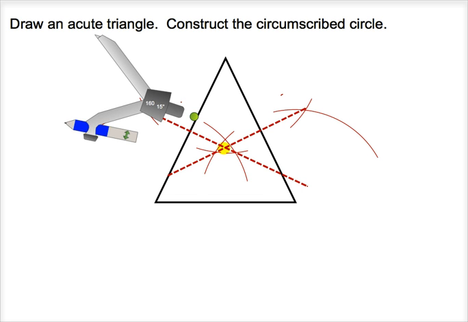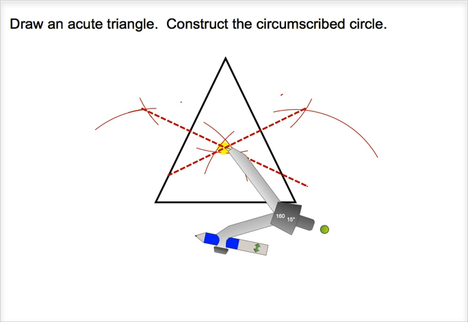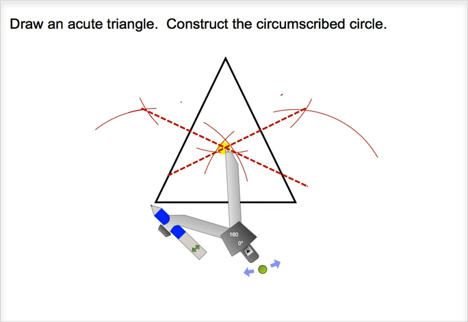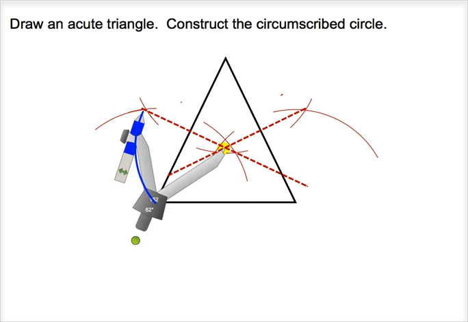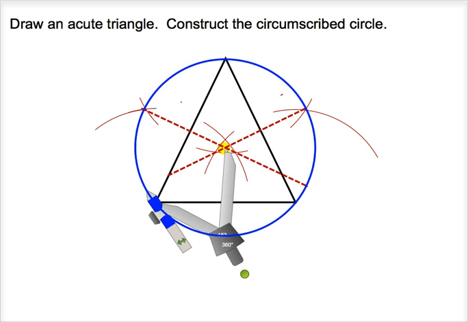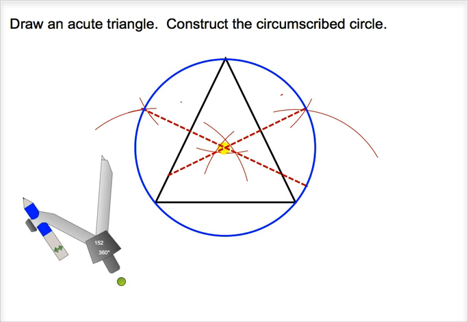And I'm just going to open my compass up from that point to any vertex of the triangle, and it shouldn't matter which one I pick. And if I draw this circle, it should hit the vertex at each spot. So I have a circumscribed circle.